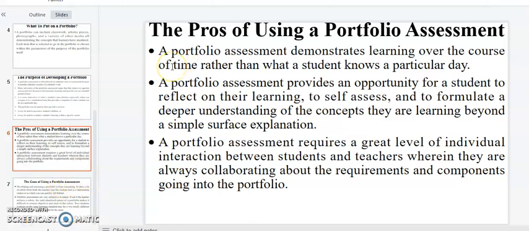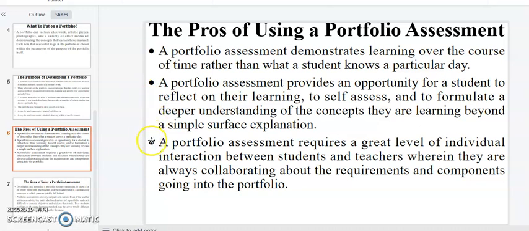In this slide, I want us to look at the pros of using a portfolio assessment. One, a portfolio assessment demonstrates learning over the course of time rather than what a student knows on a particular day. Two, a portfolio assessment provides an opportunity for a student to reflect on their learning, to self-assess, and to formulate a deeper understanding of the concepts they are learning beyond a simple surface explanation.